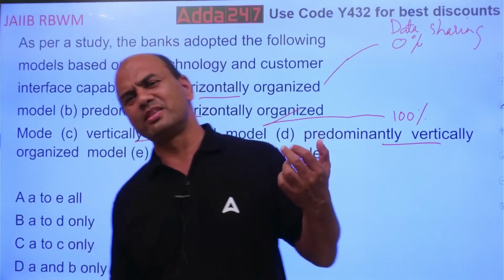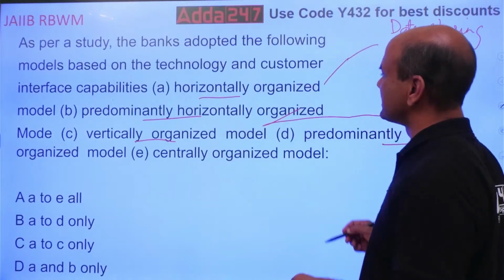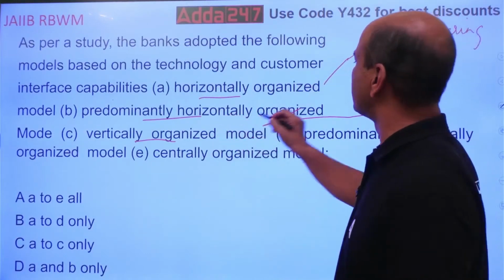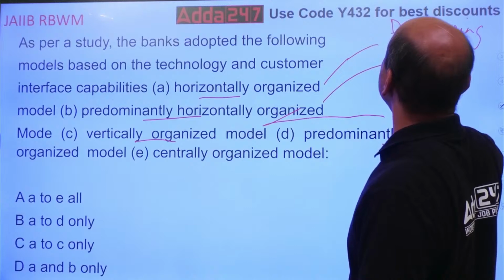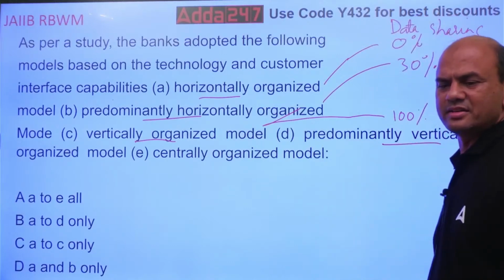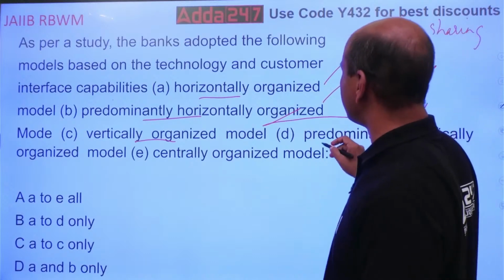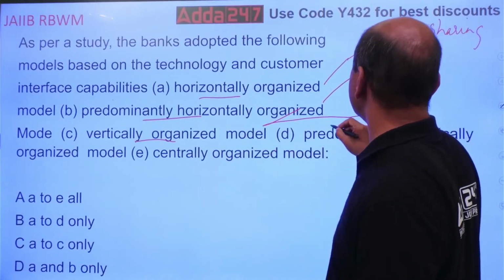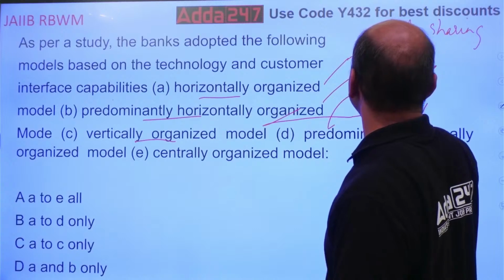Remaining two are in between. When I say PH, it means predominantly horizontally. Here the data is shared roughly, I'll tell you 30%. Some data is shared. And in predominantly vertically organized, here almost 70% of the data is shared.